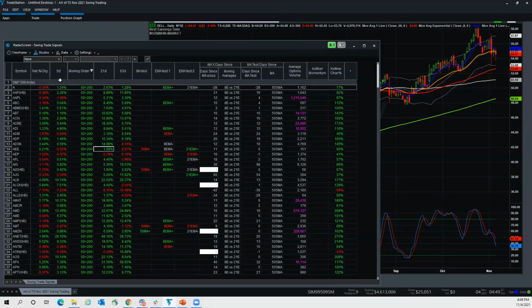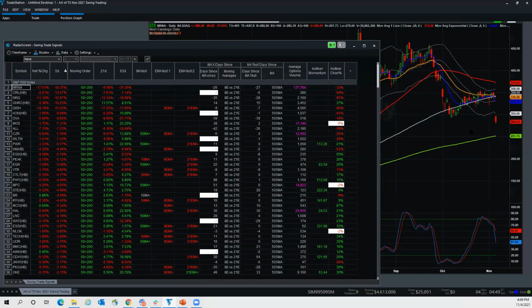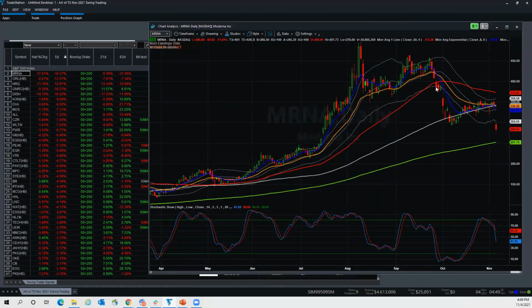Now what I'm going to do is find the ones that have pulled back in the last week. And there we have a list. Now, this is not always going to give you great signals, but it's going to find, off the bat, stocks that are in uptrends that have pulled back. A stock like Moderna here.